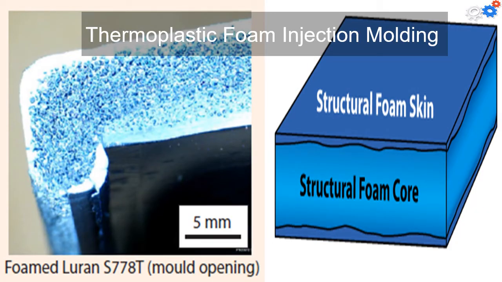Thermoplastic foam injection molding is a molding of thermoplastic parts that possess a dense outer skin surrounding a lightweight foam center. These products have a high stiffness to weight ratio.